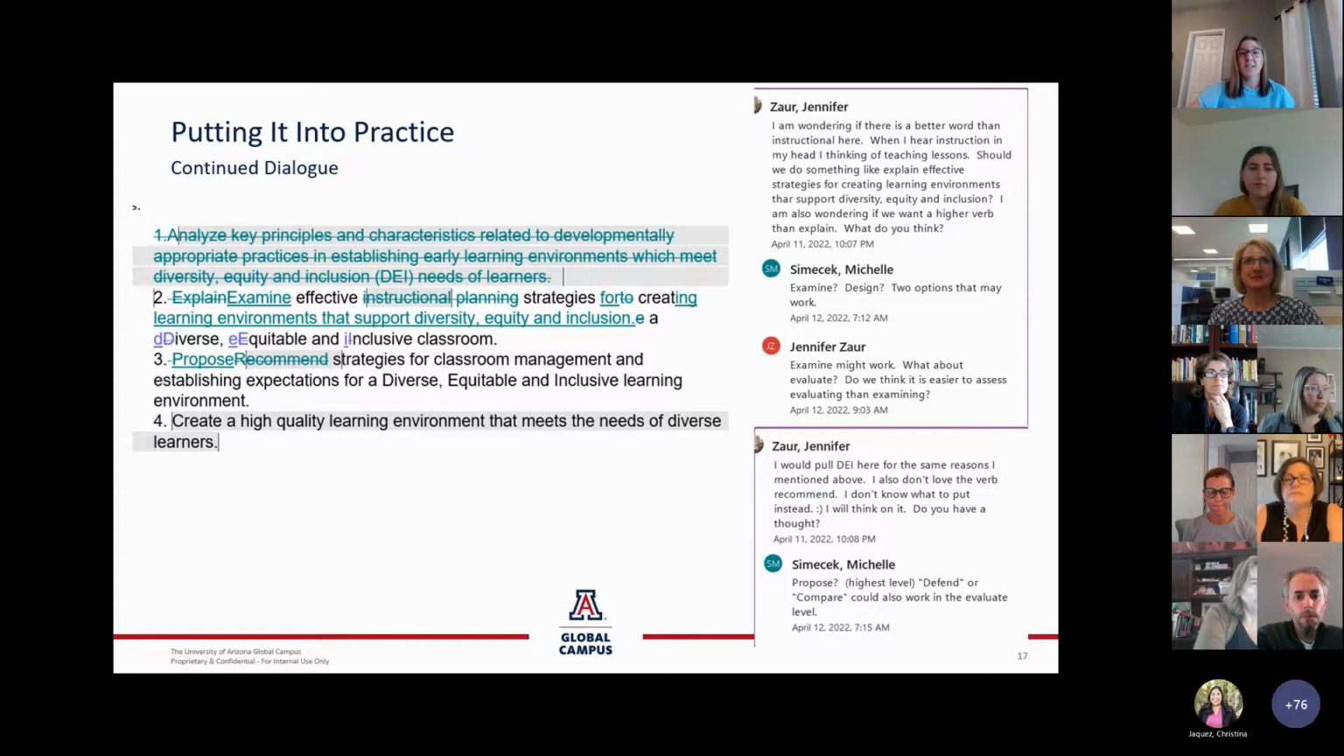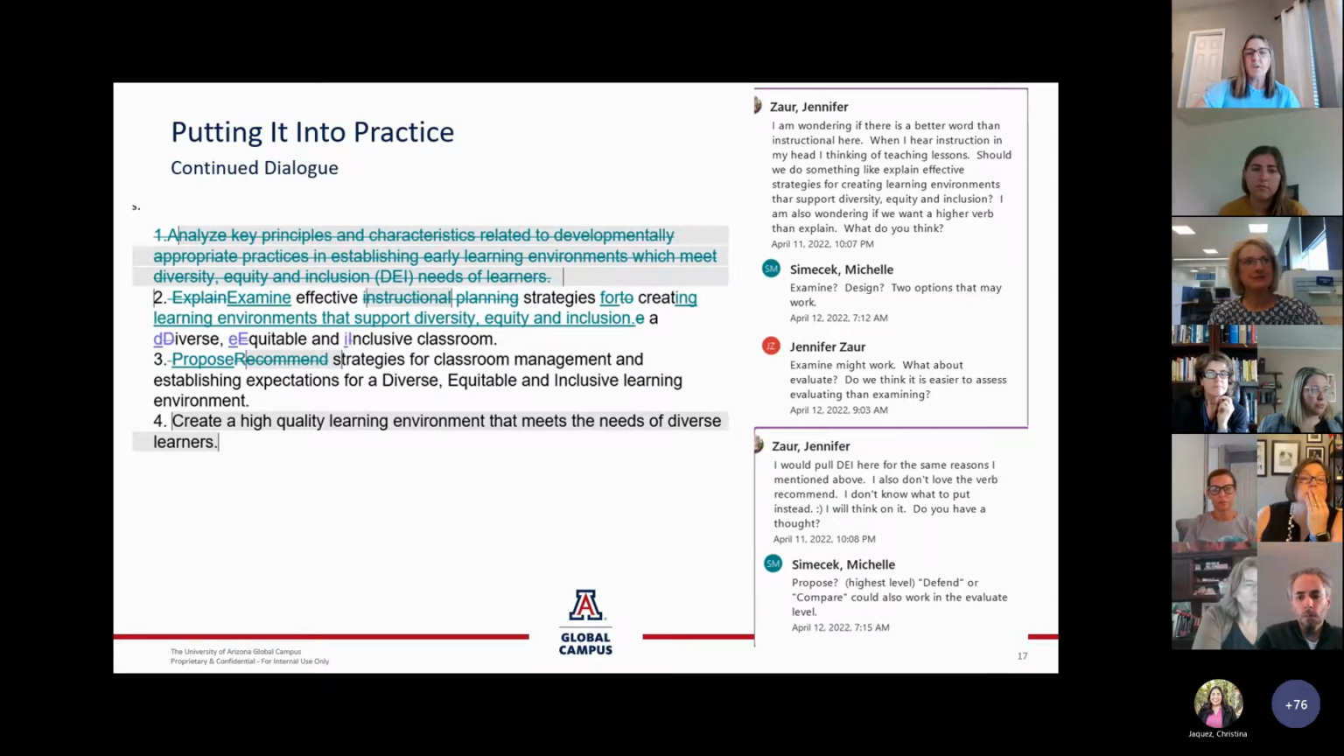You can see then we kept continuing on with our conversation and going back and forth with each other. We just did this all through those comments with our Word document. But we're looking at, okay, do we want to try the word examine? Would we want to try the word design? And then going back and forth with, we might try examine, but could we consider evaluate? Do we think it's easier to assess evaluating something than students examining something?